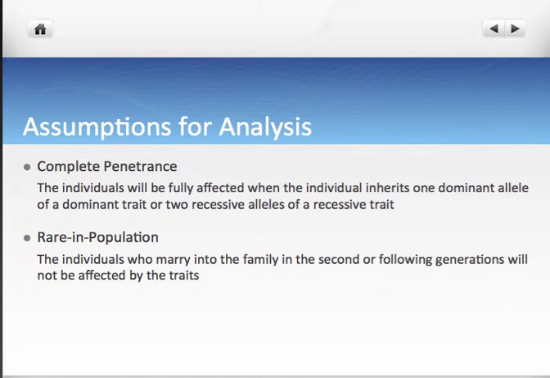And so when we analyze a pedigree, we need to make a few assumptions. Unless otherwise stated, we understand that there's going to be complete penetrance, and so the individuals will be fully affected when he or she inherits one dominant allele, if it's a dominant trait, or they'll be fully affected if they inherit two recessive alleles, if it's a recessive trait. Additionally, we need to believe that it's rare in the population, which means that the individuals who marry into the family in the second or following generations will not be affected, and so that just helps us when we're doing analyses.